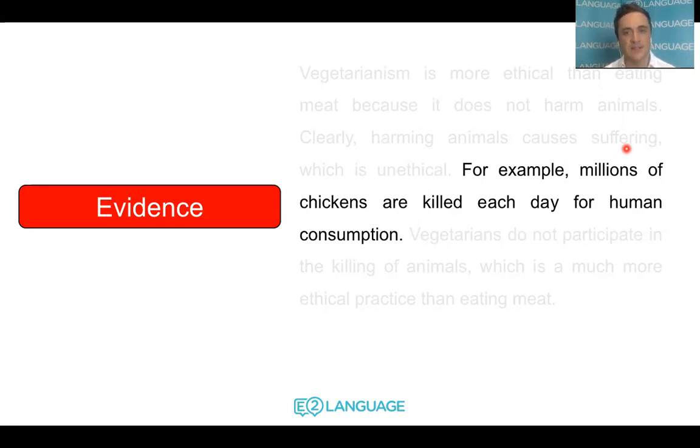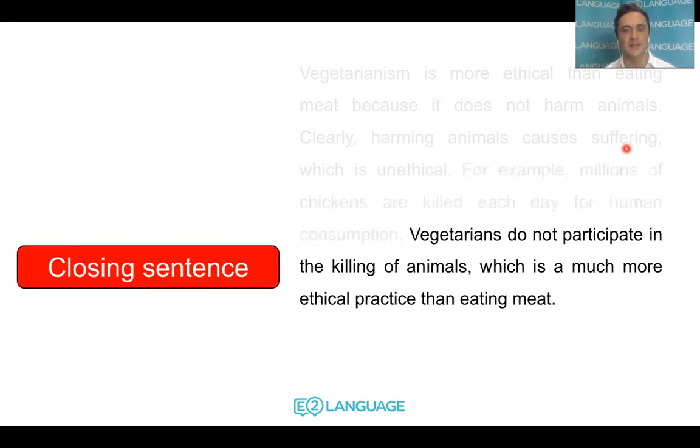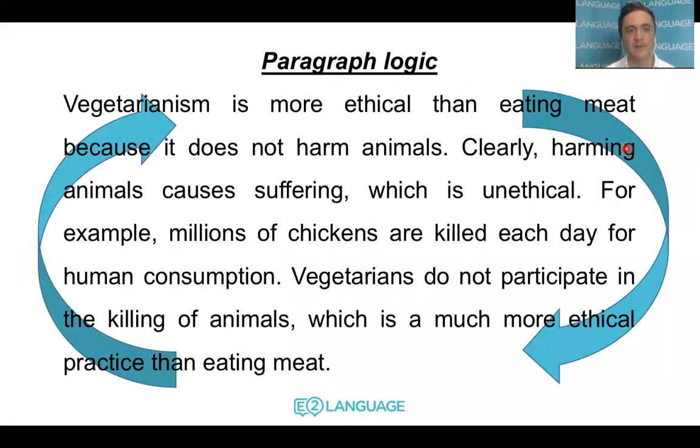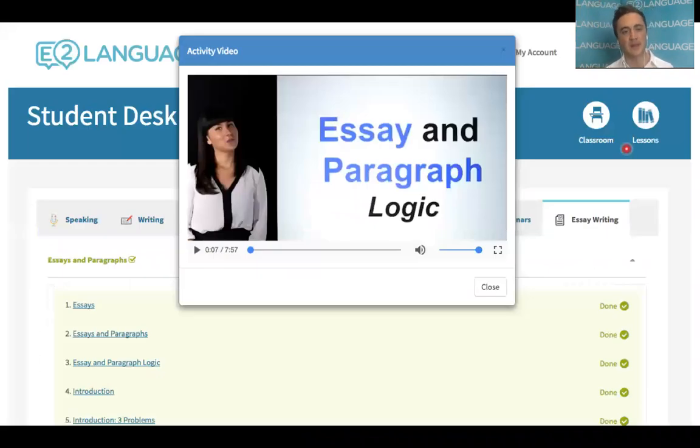Then we need to go to a closing sentence which completes the paragraph. We can't just finish at evidence. We need to add one more sentence that says, vegetarians do not participate in the killing of animals, which is a much more ethical practice than eating meat. What we can see from this paragraph is that it is coherent. The first sentence leads to the second sentence, which leads to the third sentence, which leads to the fourth sentence, and the fourth sentence actually links back with the first sentence. So we've got a sort of logical, cyclical structure happening here, and that's a good thing.